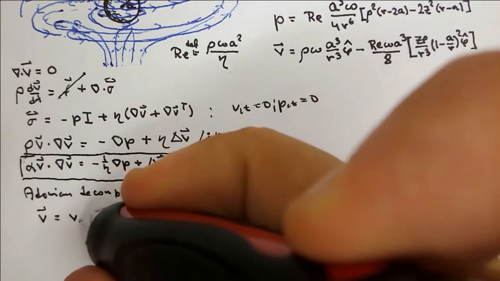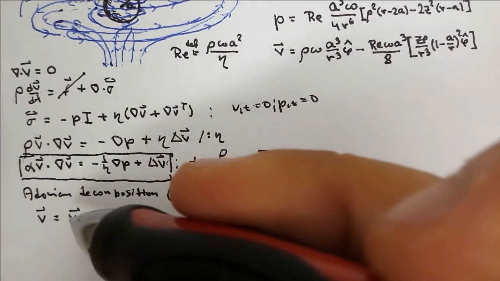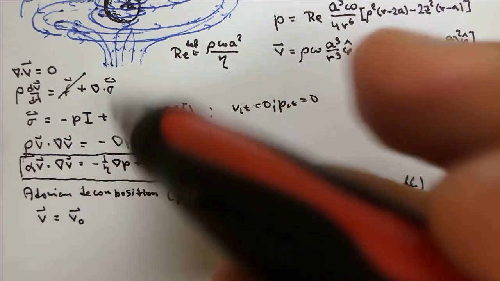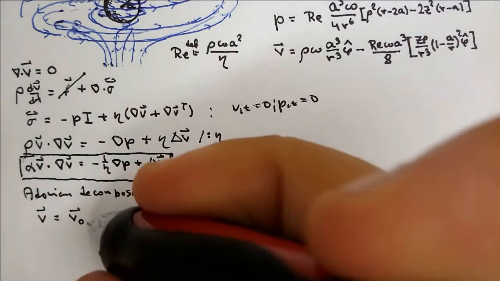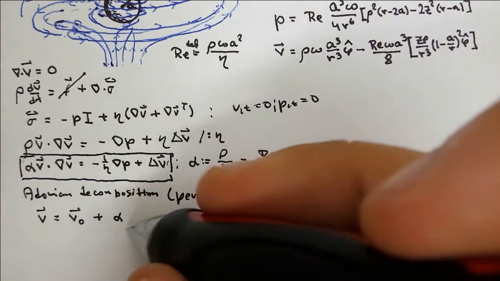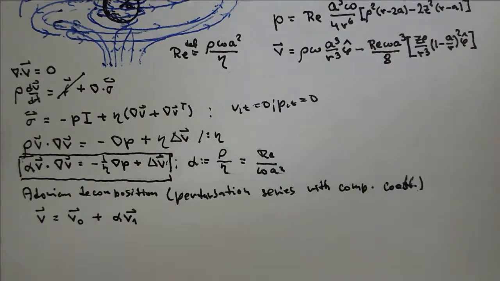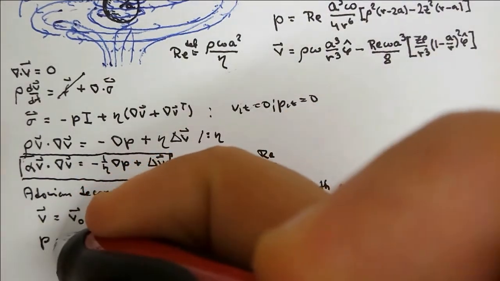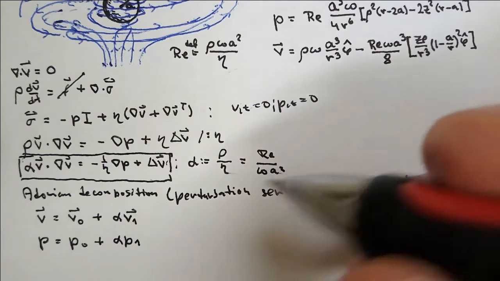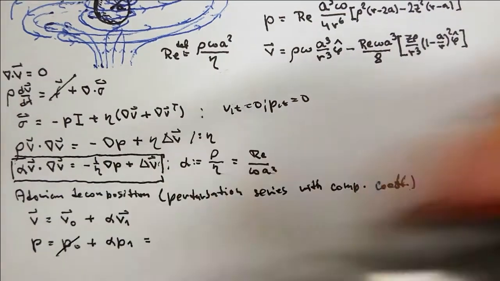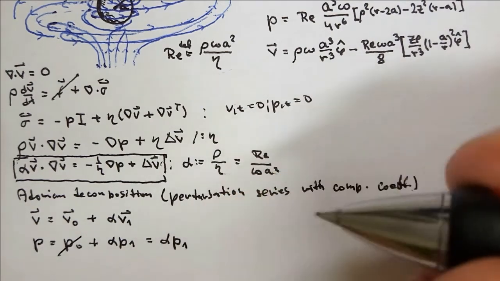Velocity should not be so different from the velocity we found earlier in the video on the rotating sphere. So you can check it out. And this is the velocity. Plus there is another term proportional to alpha, which is the parameter of the domain decomposition, and there is v1, some function which we don't know yet. And for the pressure it is the same, but in this case you already know that p0 is 0, or p infinity if you want. So this is alpha times p1.